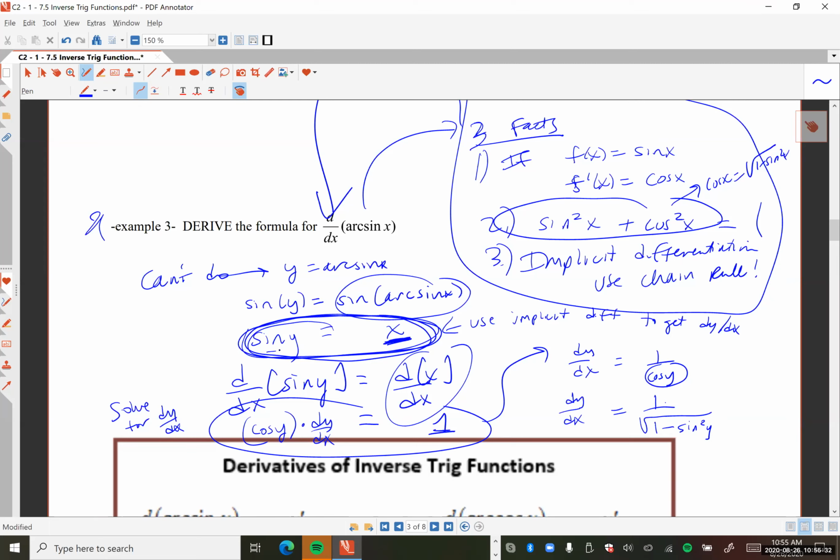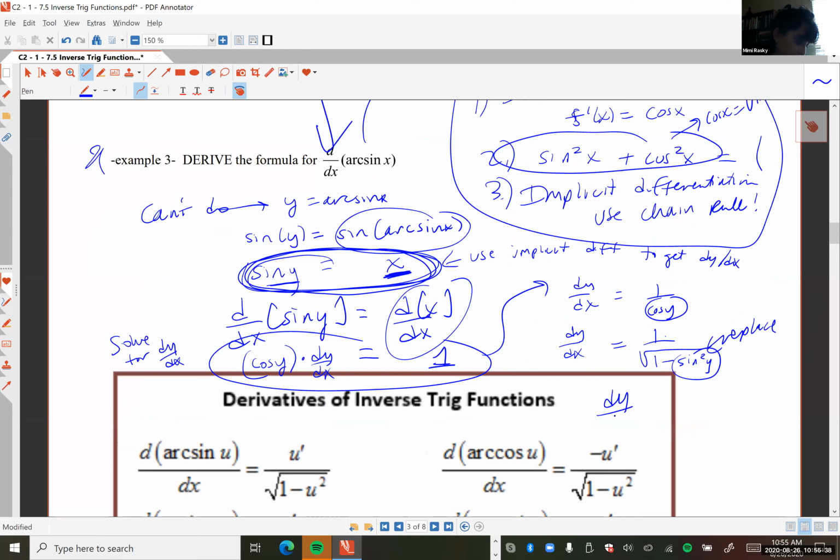So I'm going to replace the sine y with x. Moral of the story, the derivative of arc sine of x is 1 divided by the square root of 1 minus x squared. And I'm done with the derivation. Congratulations. You've now just seen a derivative for one of these weird inverse trig functions. Yay! Success.